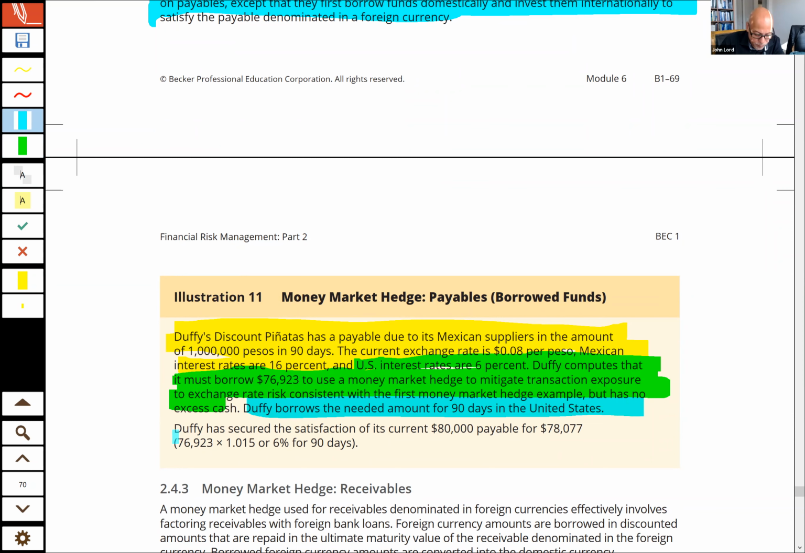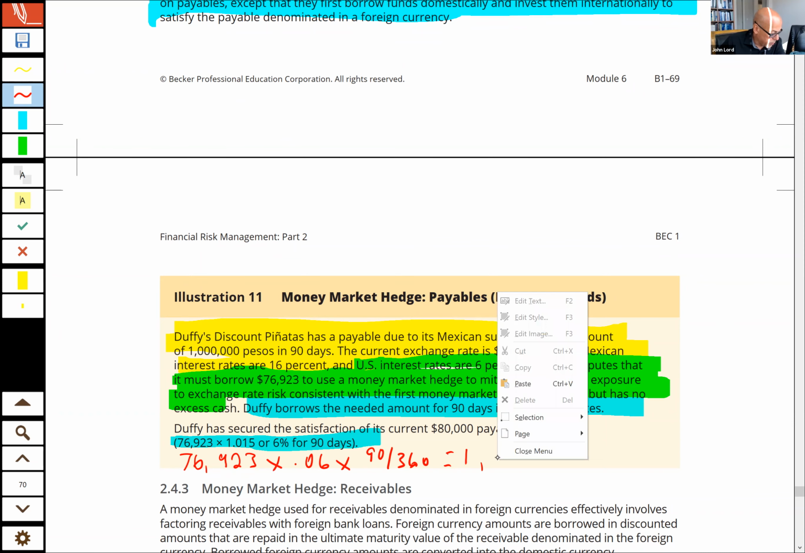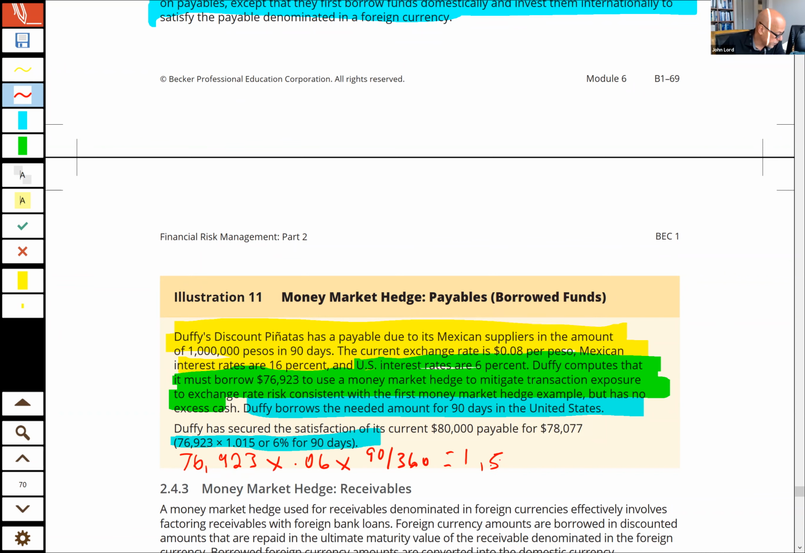Okay. So what happens? They give us this number here, but they don't really show us what we were supposed to do with that number. But you take this $76,923, I'm just going to write it in, and we multiply that times 0.06, and then the calculation is 90 divided by what? And in accounting, guys, we usually use for these kind of things a 360-day year. And so if you look, they're going to have to pay $1,153 and 84 cents, that's the interest, right?